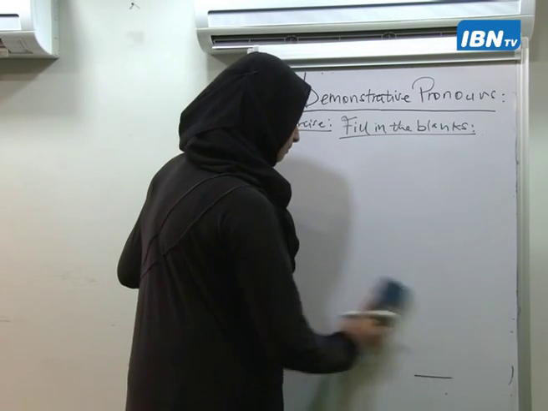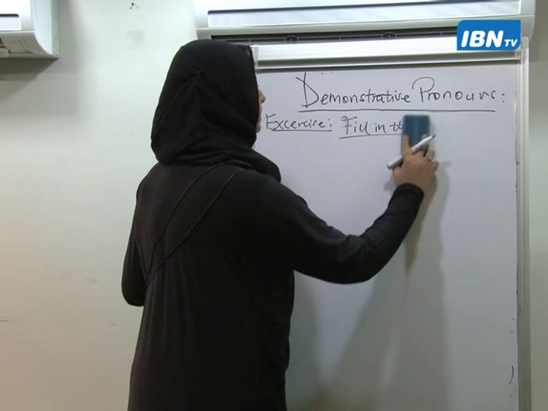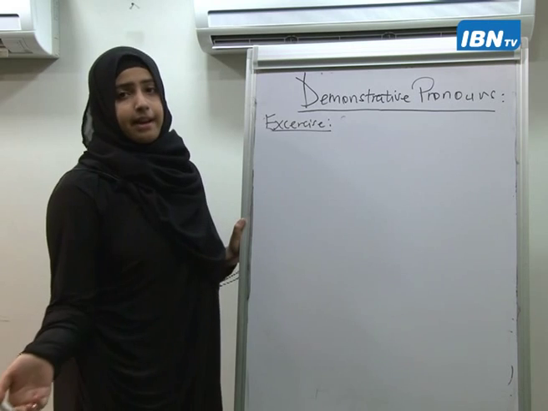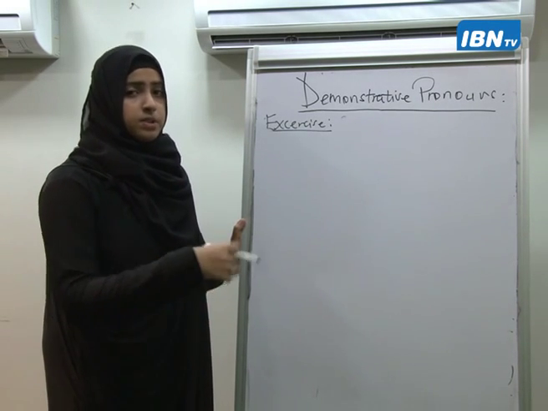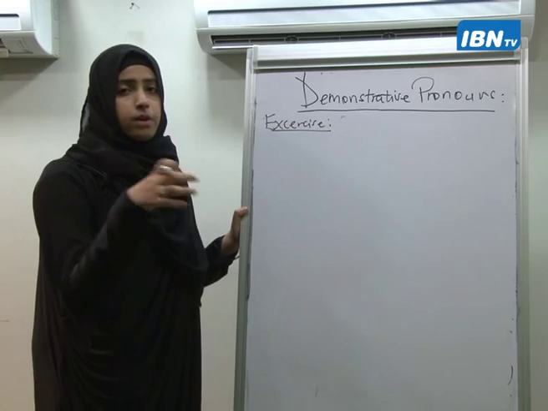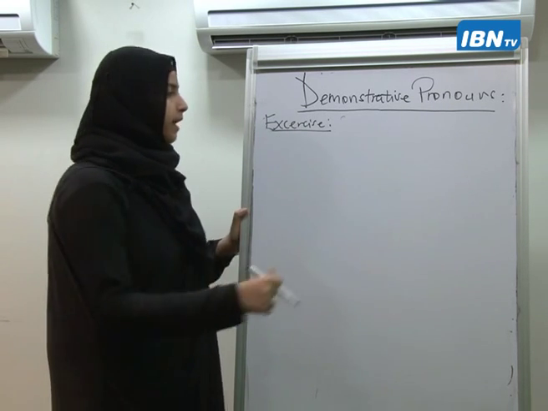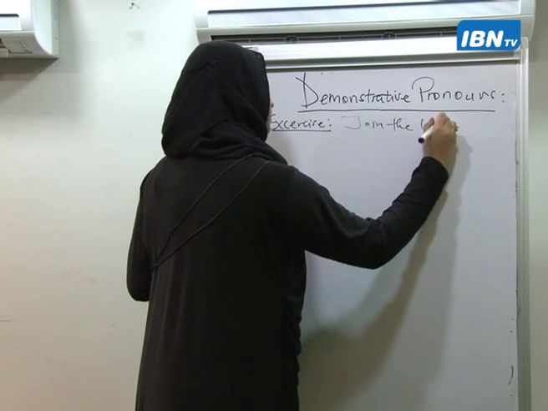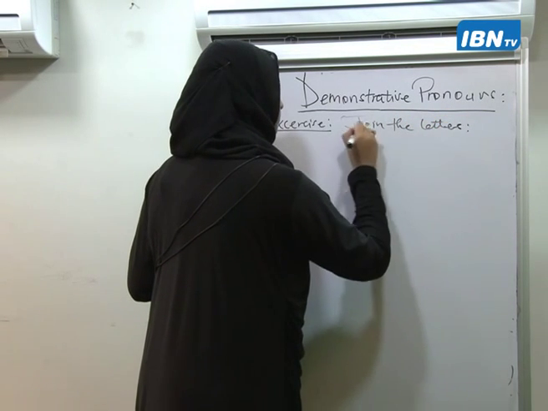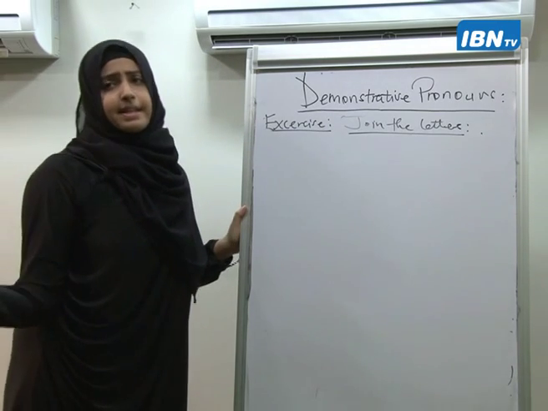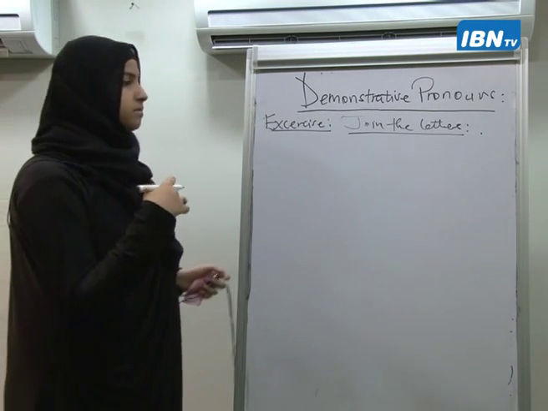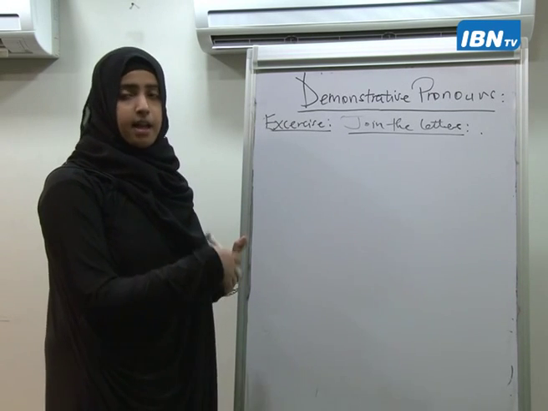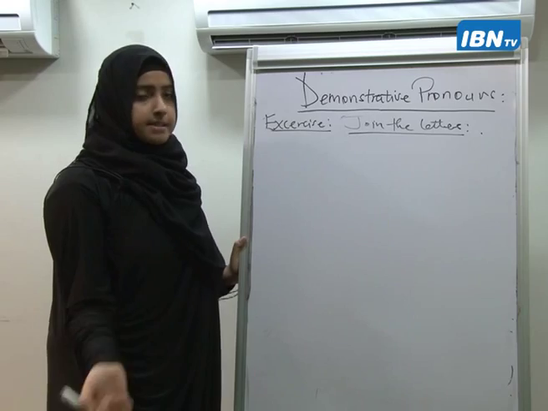Right. So now I'll give you a final exercise. Remember in our very first session we had done jointings. We had done joining all the letters, joining all the words to form one word, right? So join the letters. In our very first session we had discussed the two types of letters, right? We had discussed munfasila and muttasila.